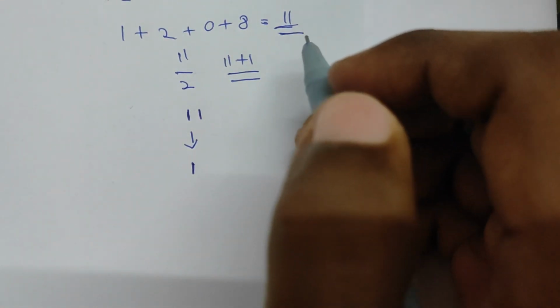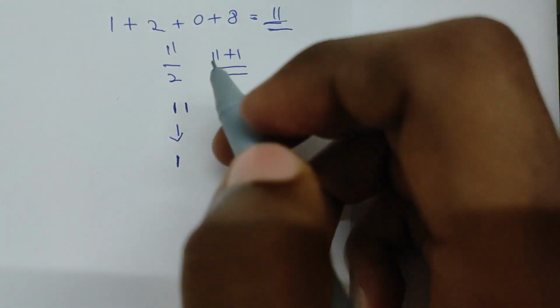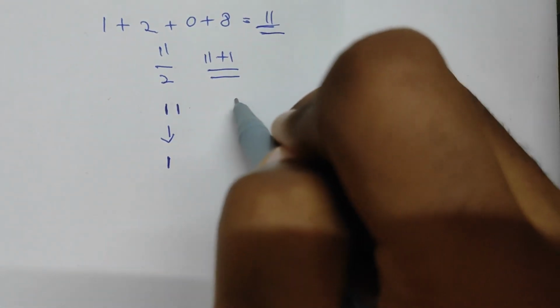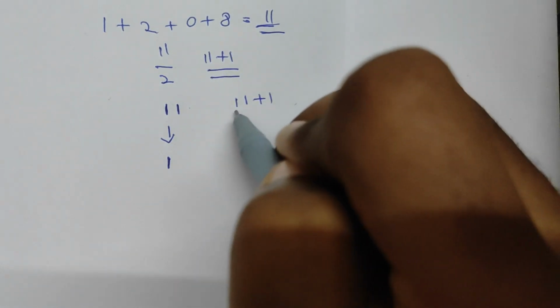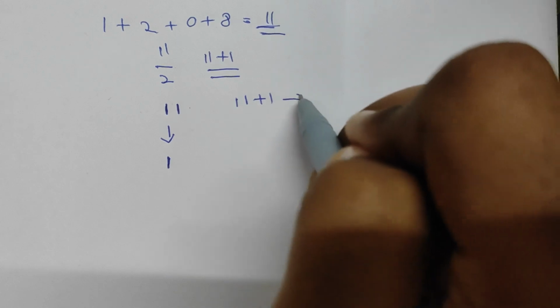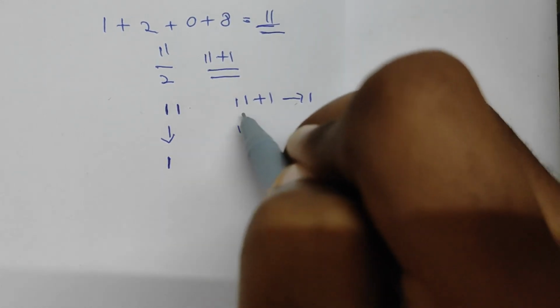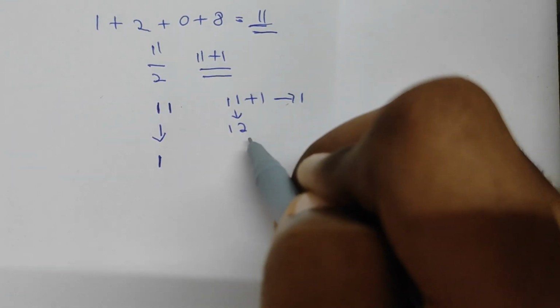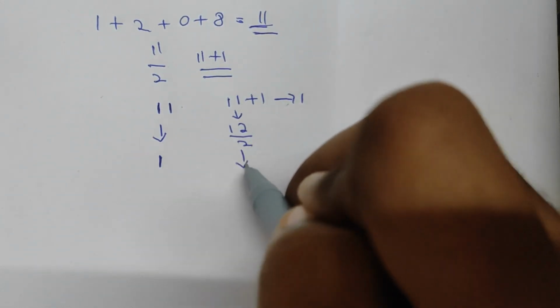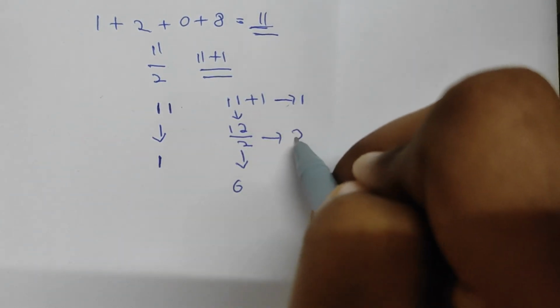So the number of moves required to convert 11 into 1 are: we have to first add 1 to 11, because 11 is an odd number. So this is move number 1. Then it will become 12. Since it's an even number, we have to divide by 2. It will become 6. This is move number 2.